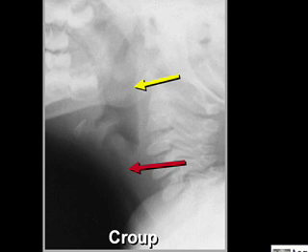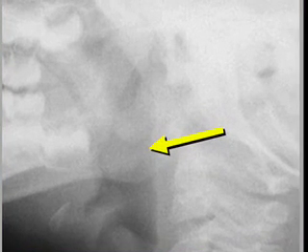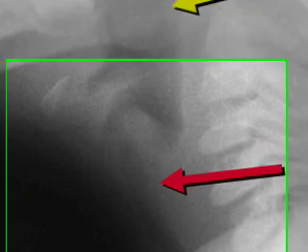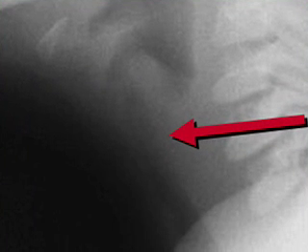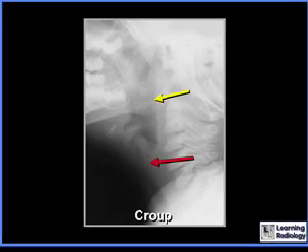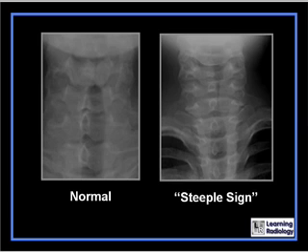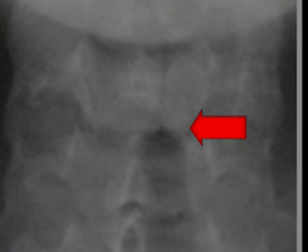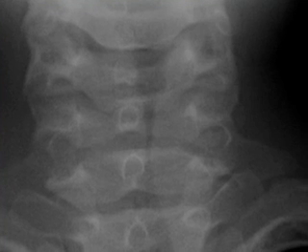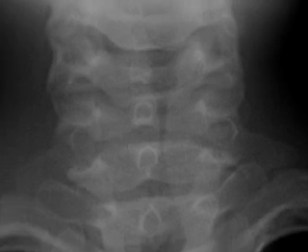Here is another example of Croup, in which we can see the distension of the hypopharynx and the narrowing of the subglottic trachea. In the frontal projection, the normal trachea has a shoulder-like appearance at the position of the larynx. In Croup, there may be gradual narrowing of the trachea at the location of the larynx, producing the so-called steeple sign.